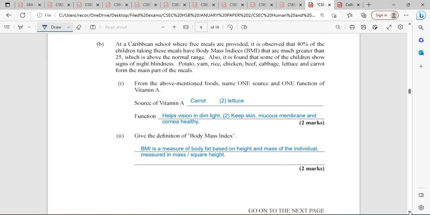Now give the definition of body mass index. I don't know how many teachers would have given a definition for body mass index more than to say that BMI means body mass index. So let us look at what the definition would look like. BMI is a measure of body fat based on your height and mass of the individual, measured in mass divided by your height squared.